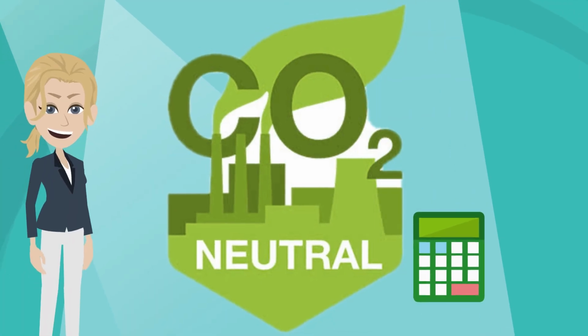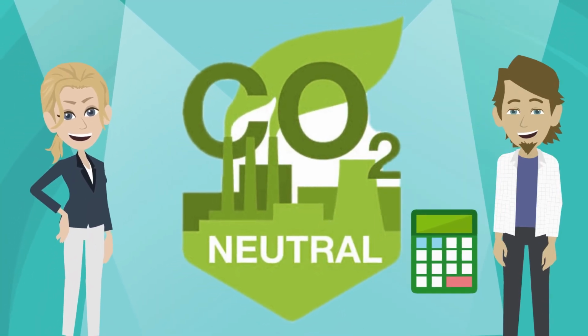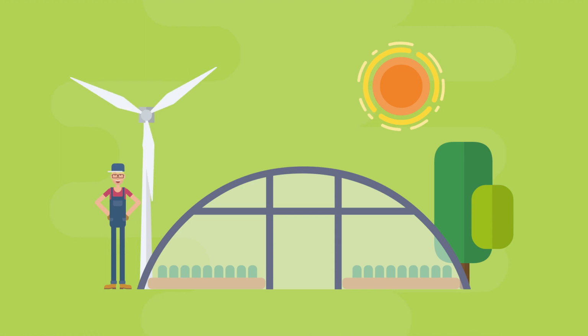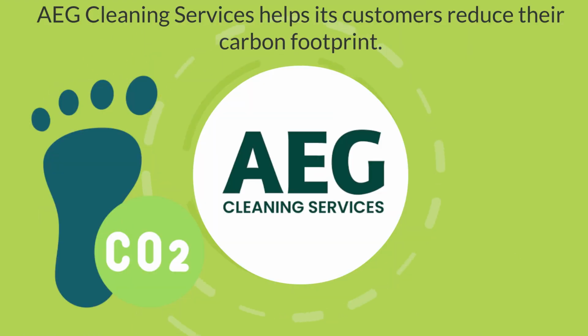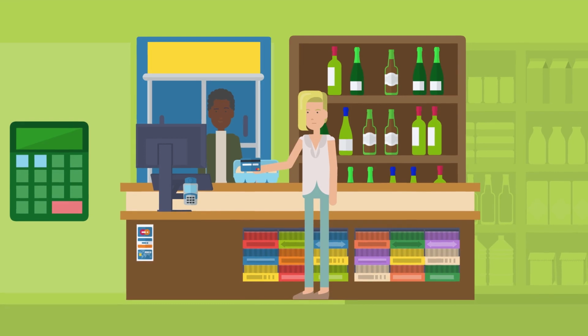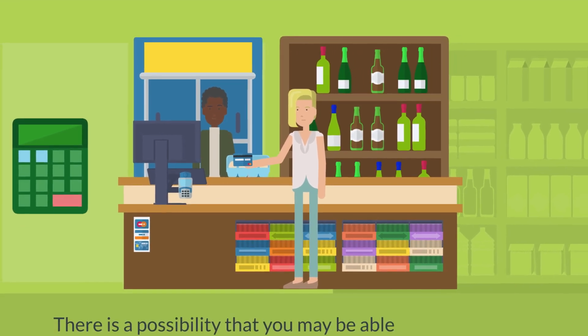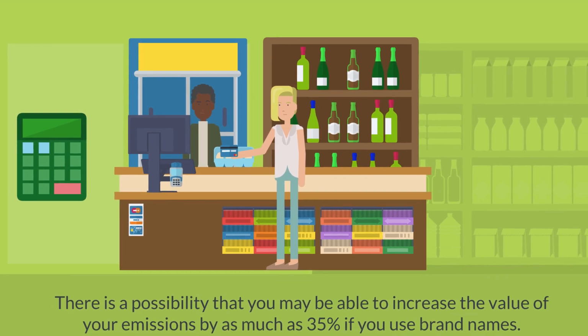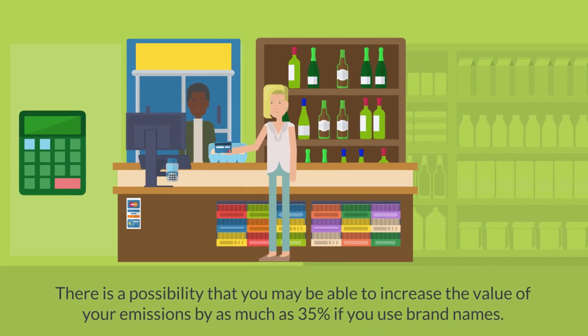We have designed the calculator to give you an estimate of the amount of carbon dioxide you are using during your daily, weekly, or monthly cleaning cycles. With a focus on reducing greenhouse gas emissions, AEG Cleaning Services helps its customers reduce their carbon footprint. We created the calculator using the top supermarket's own brand products to provide you with a guide. There is a possibility that you may be able to increase the value of your emissions by as much as 35% if you use brand names.